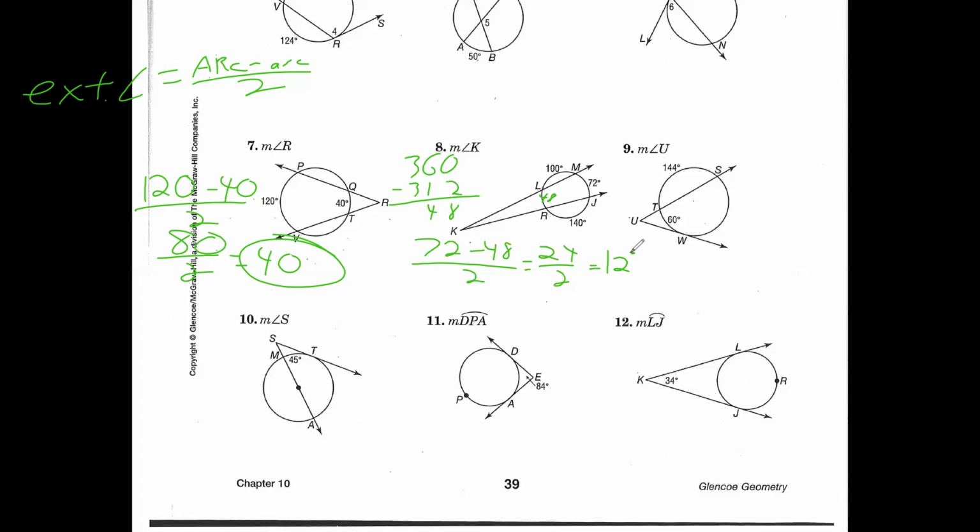On number 9. Same thing here. We're missing a piece. So subtract from 360 the 2 pieces that we have. That's a total of 204. So we have 156 left over for this arc. Now that we know that arc, 156 minus 60 divided by 2. 156 minus 60 leaves us with 96. 96 divided by 2 is going to be 48.